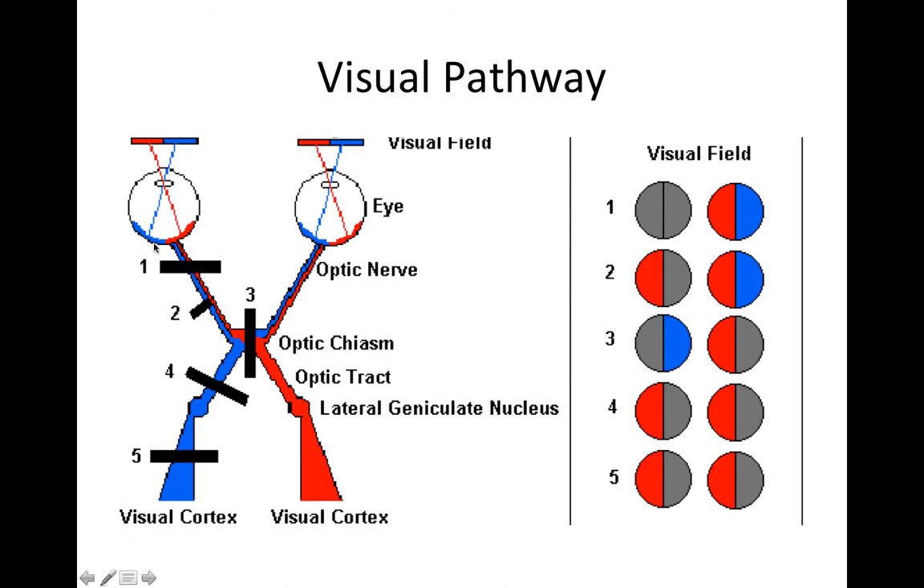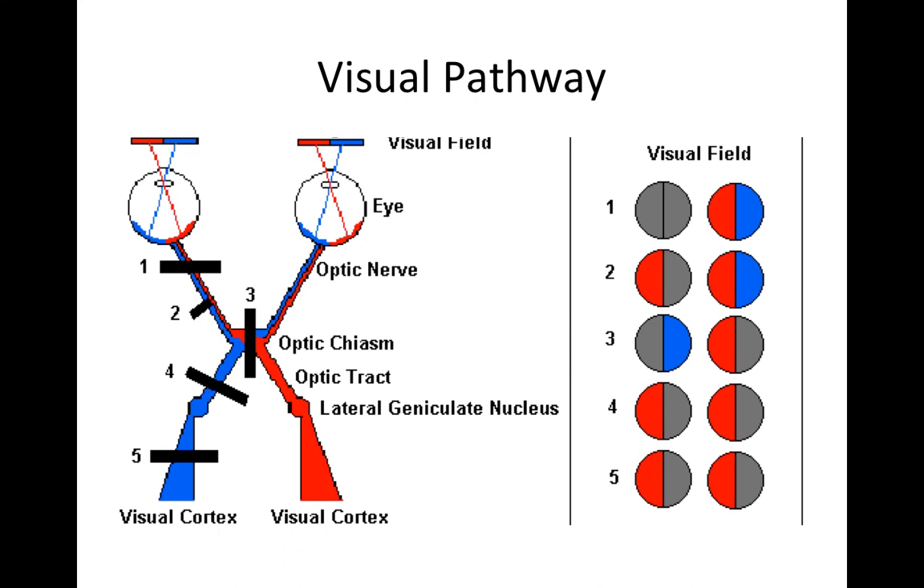Ultimately, whenever you look at the orbit, the medial aspect of the eye sees the lateral visual field. Okay, so the medial aspect of the eye sees the lateral visual field, which you can see for the left eye. This is showing it in red. The medial aspect of the right eye is showing it in blue. Okay, the lateral aspect of the eye sees the medial visual field. So here, the lateral aspect of the eye in blue sees the medial visual field. On this side, the lateral aspect of the eye in red sees the medial visual field. Okay?